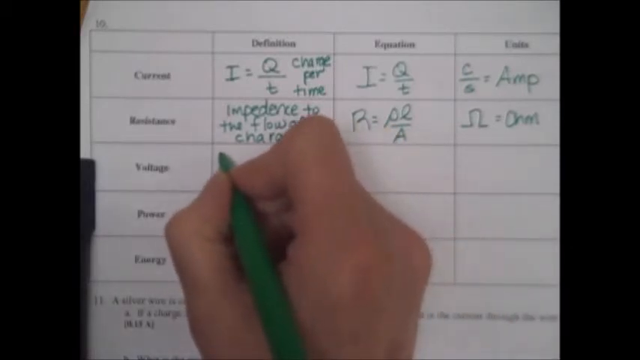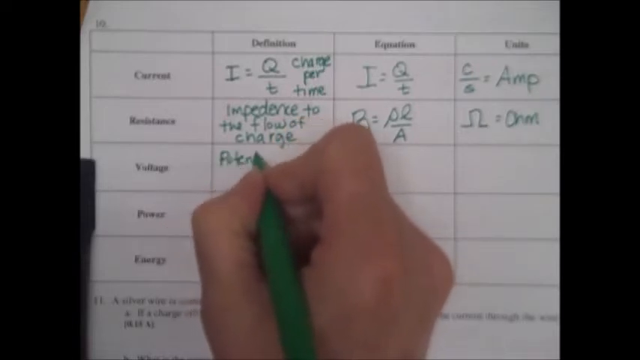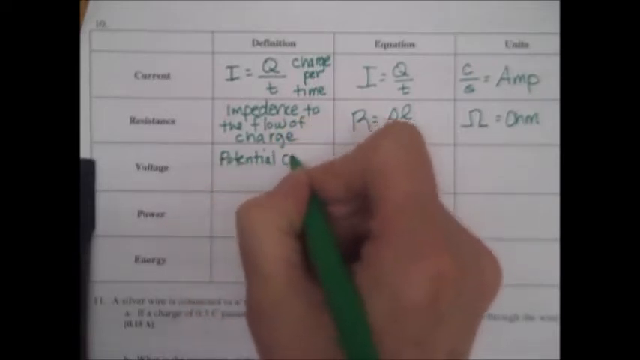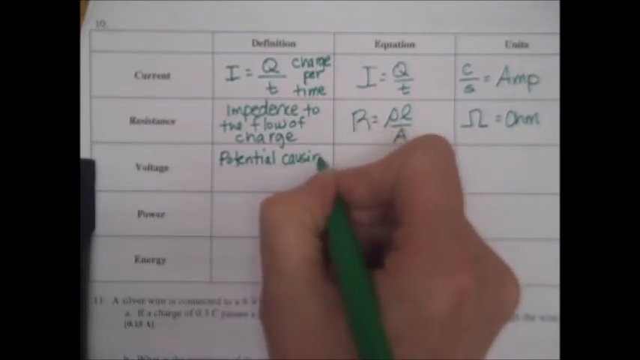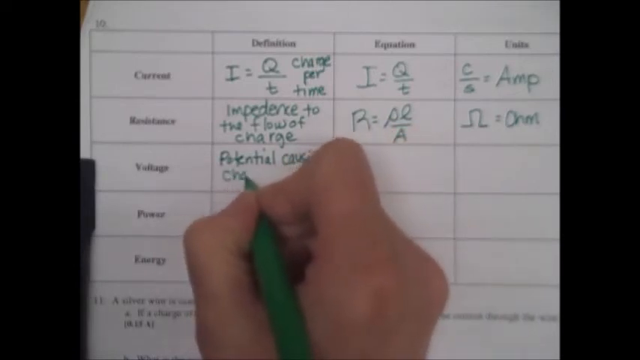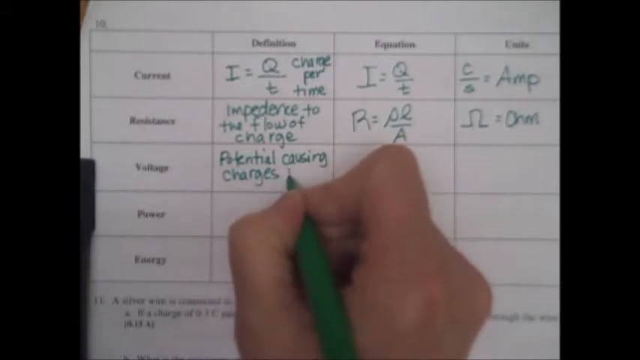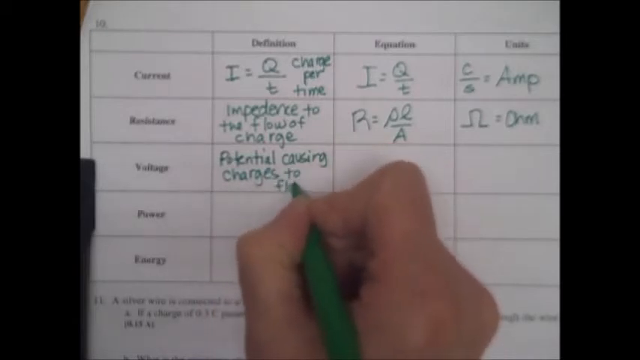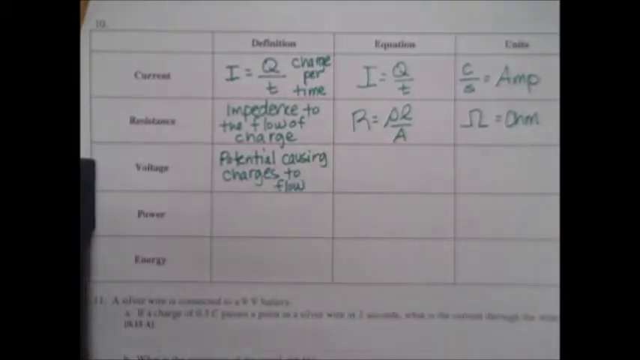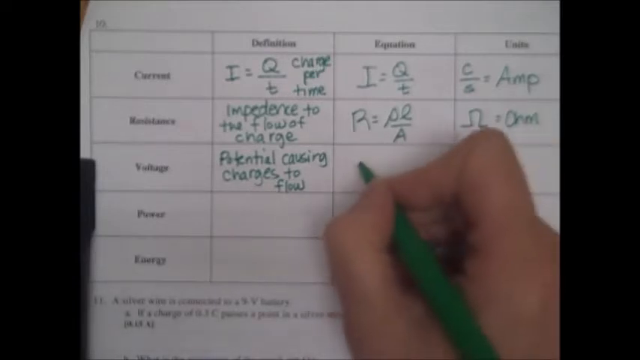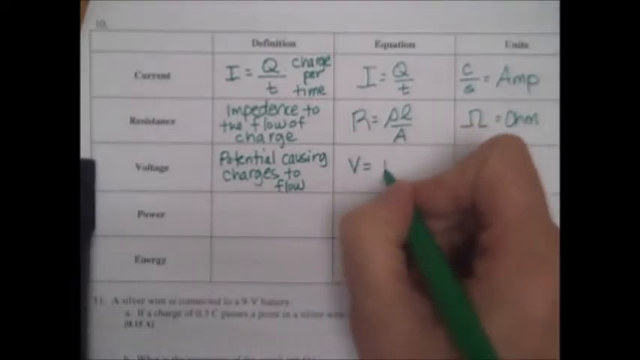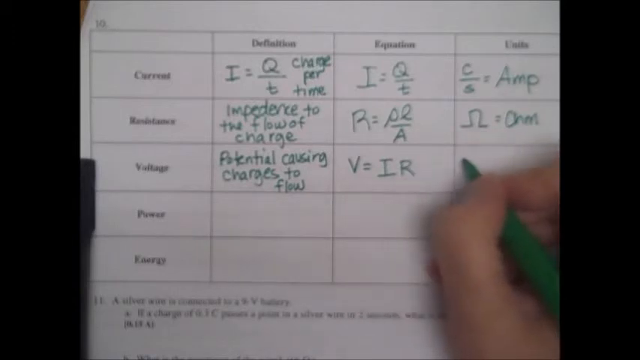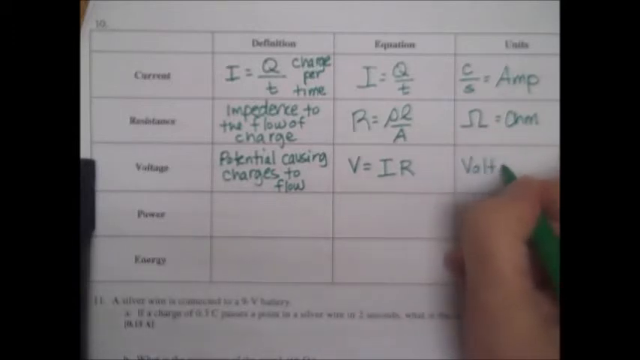Voltage is the potential causing charges to flow. When you have a potential difference across two ends of a wire, you can get charges to flow, and we can use the equation V equals IR, and the units would be in volts.